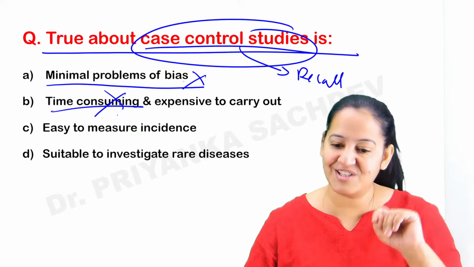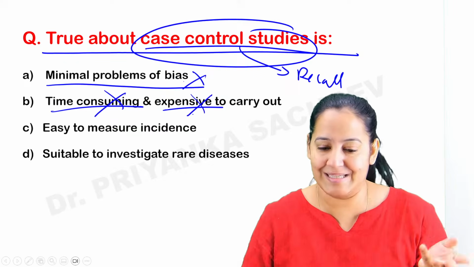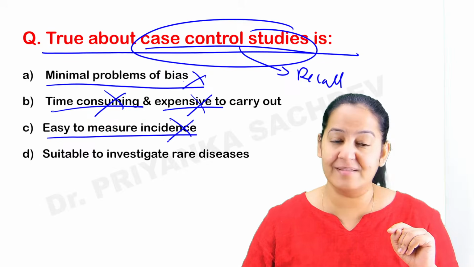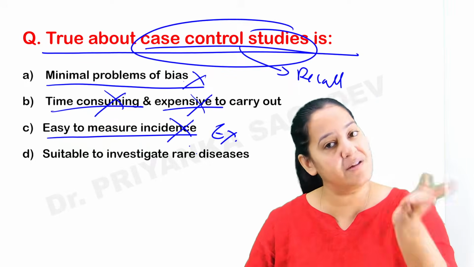Is it time consuming? No, it is conducted in just 1 day. Is it expensive? No, we just take history. No expenses. It's cheap. Is it easy to measure the incidence? No, we can't measure incidence. We measure exposure rate among cases and control. Incidence is measured in cohort study.